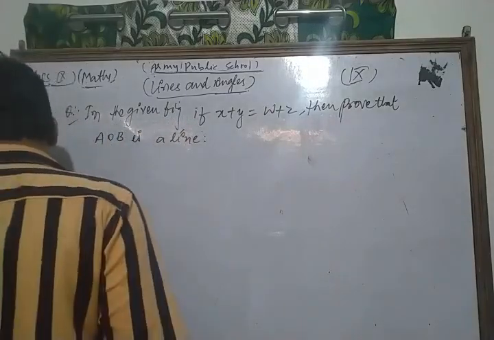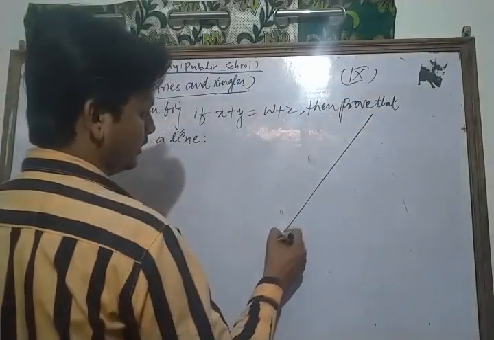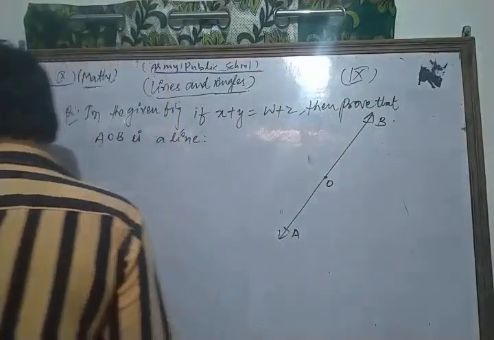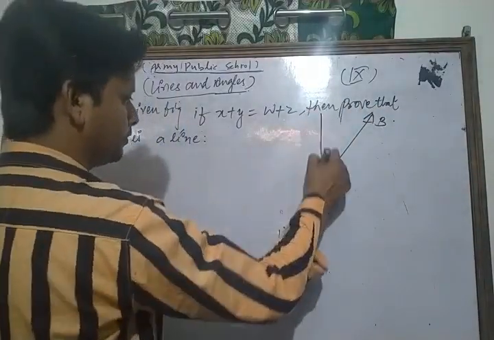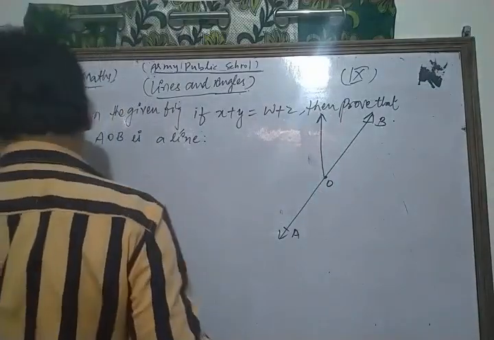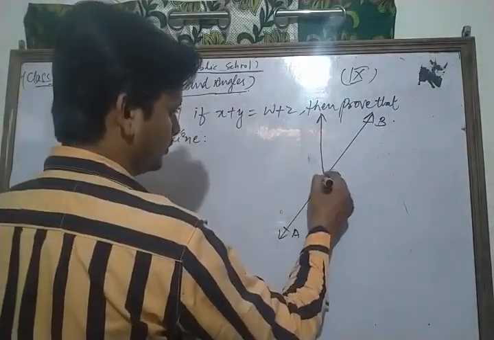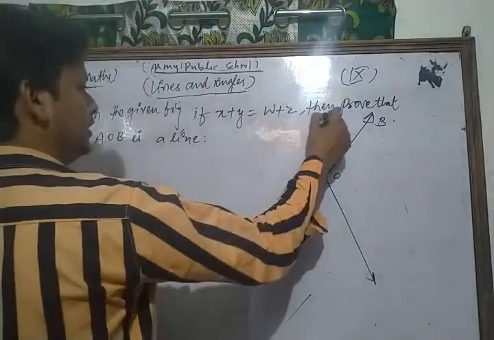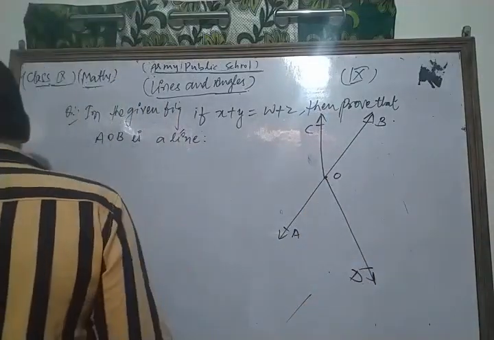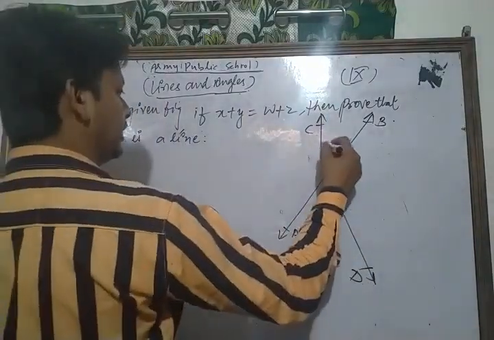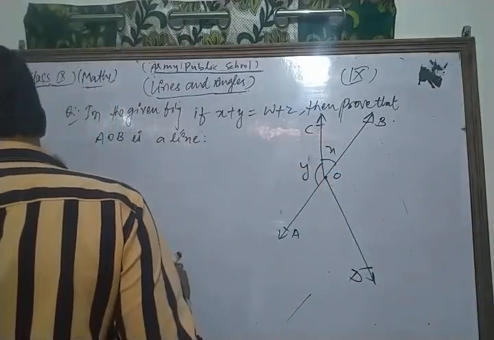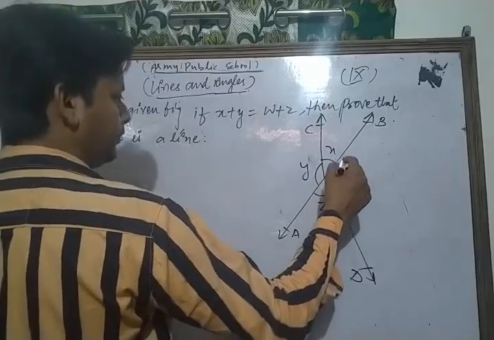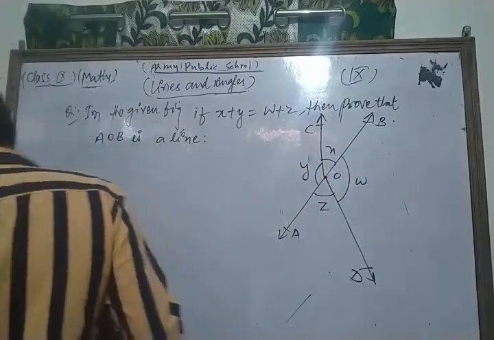And your figure is, this is A, O, B. This is AOB and AB, this is C, and this is direction D, and this here is x, y, z, w.